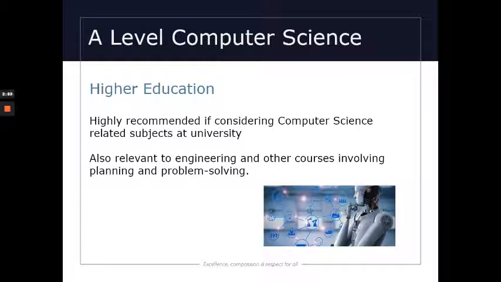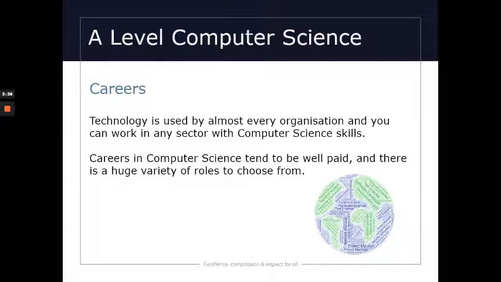Higher education wise, if you're looking at a degree, then I would highly recommend doing computer science if you're going to do a computer science related degree. So for example, if you're doing something like robotics or artificial intelligence or programming and development and those sort of areas, then it would benefit you enormously to have done computer science at A-level, particularly given the project. And it's also relevant to engineering courses and other courses involving a lot of planning and problem solving, so you might want to take a look at it in that context. But what I'd always recommend is that you look on the university websites and see what they recommend, and that would be very useful.